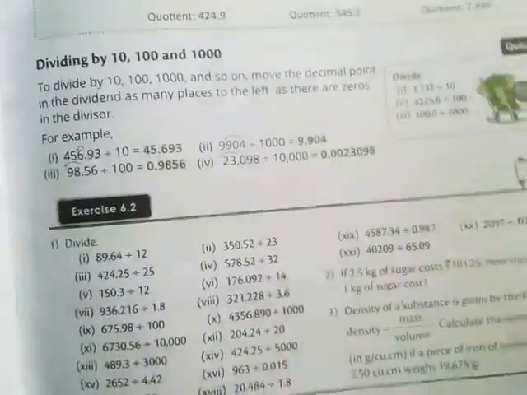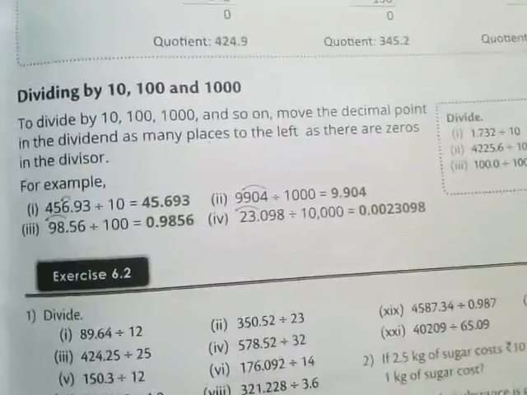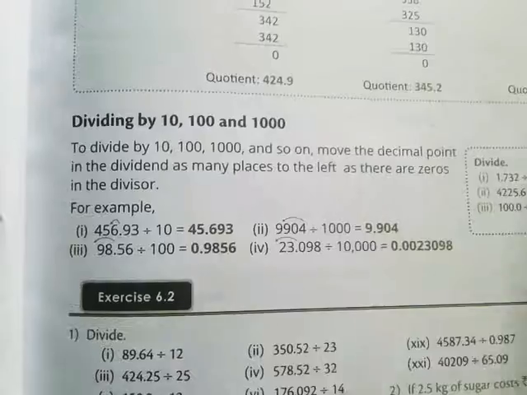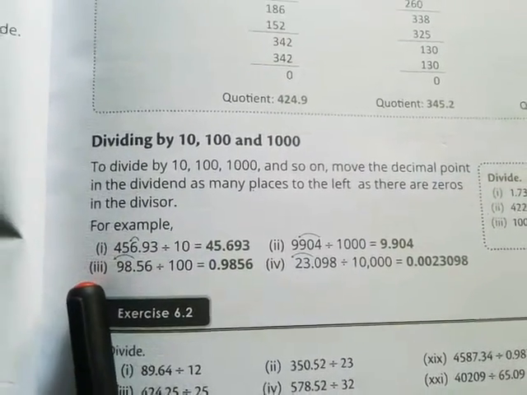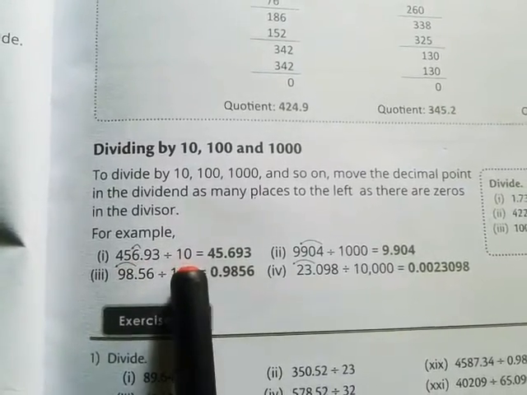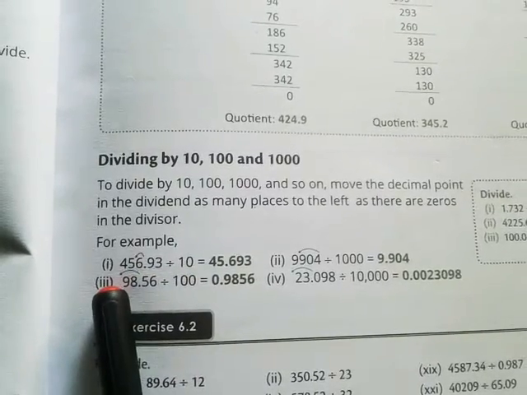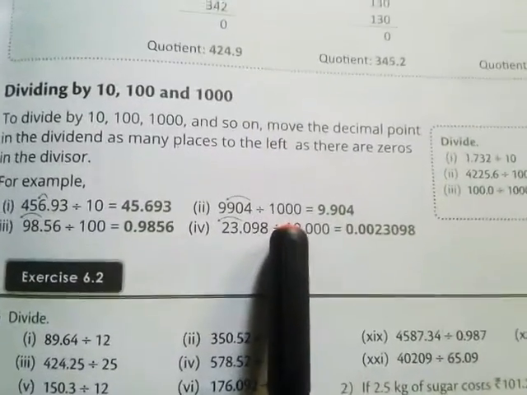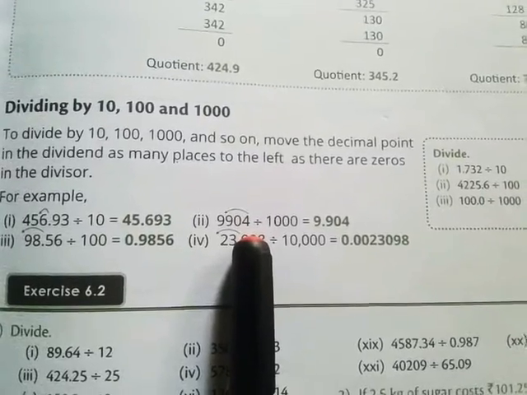One more thing I want to discuss here: how to divide a decimal number by 10, 100 or 1000. Okay. When we divide a decimal number by 10, 100 or 1000, then the decimal goes to the left, and it depends upon the number of zeros. Suppose in 10 it is 1 0, so it goes only one place to the left. In case of 1000 there are 3 zeros, so this decimal goes 3 places.